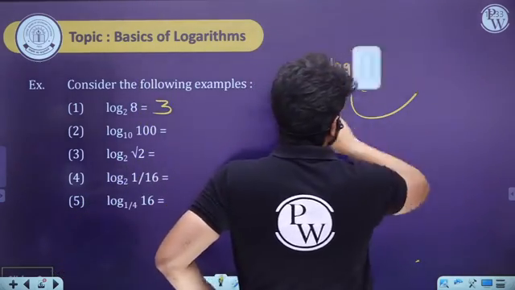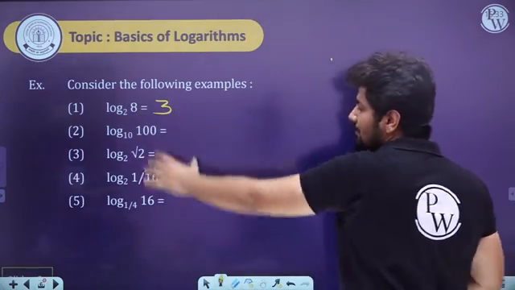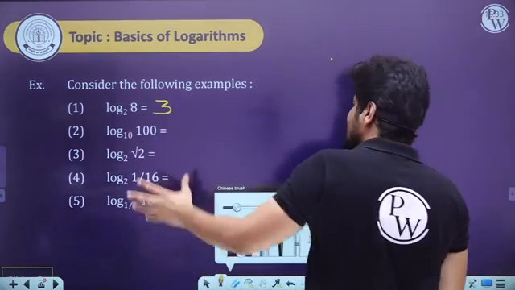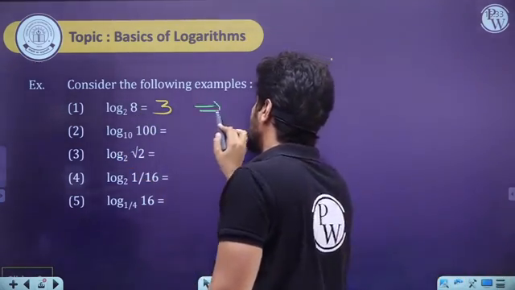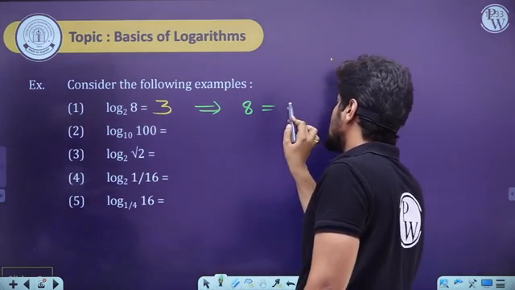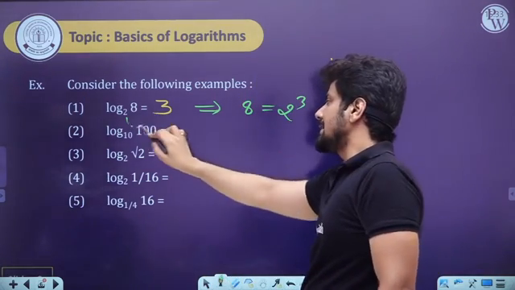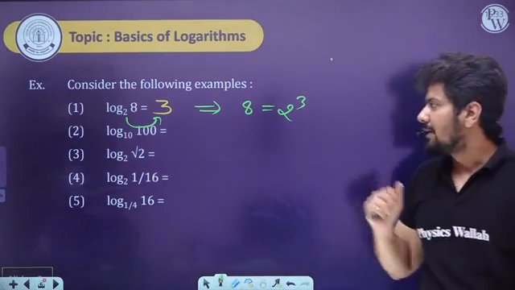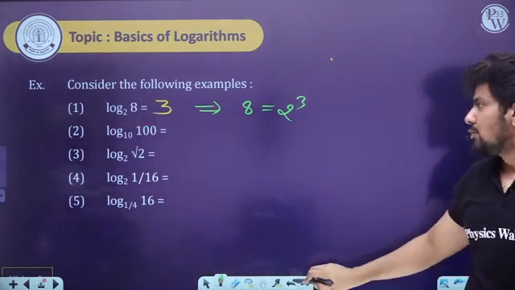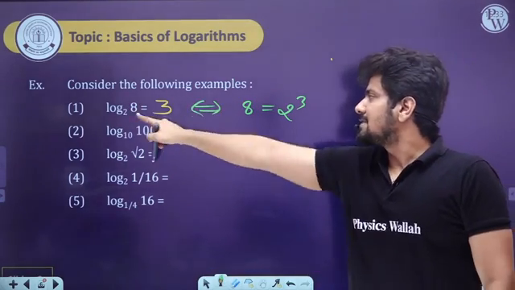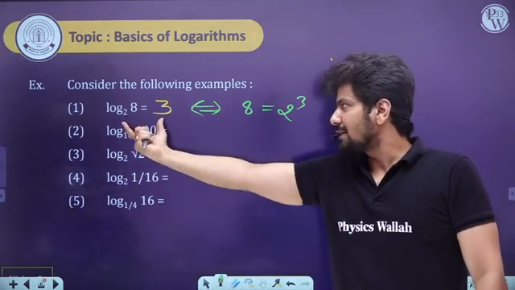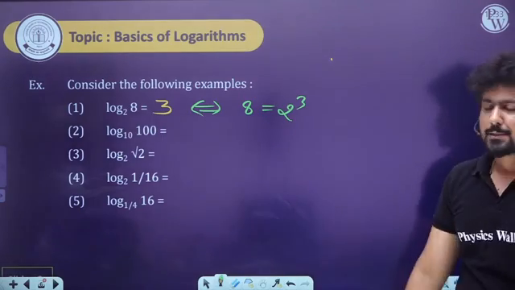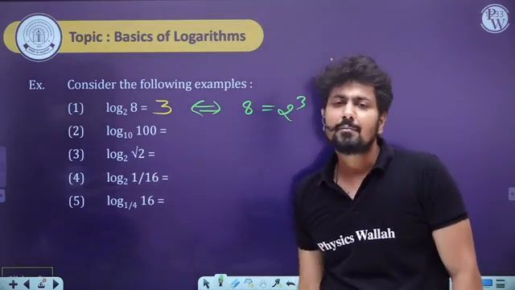Simple. Okay, so this is the logarithmic form of the statement. If I convert this statement in the exponential form, it will be like this: 8 is equal to 2 raised to the power 3. This base 2 goes to the right hand side, raise it on its power. So basically both of these statements are the same statement. This is the logarithmic statement, this is the exponential statement. Now what will be the answer for the second part?